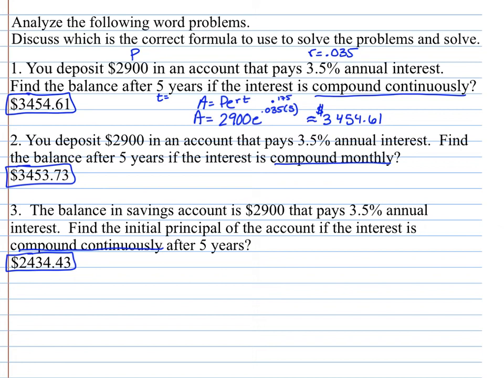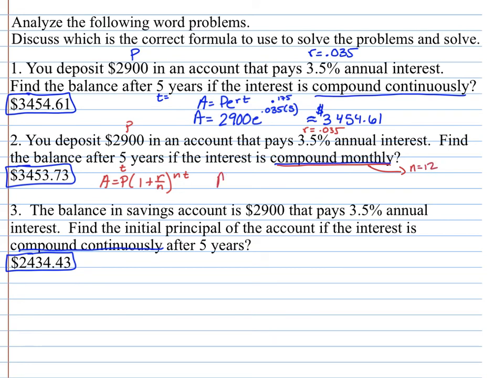So for the next one, again, our P would be the 2,900. This would be our rate, and again, it would be as a decimal, 0.035 is our annual interest, and it says find the balance after 5 years. Again, that is our time, that's our T, but now we want to do compounded monthly. So our compound monthly formula would be A is equal to P(1 plus r over n)^(nt). And our n, because it says monthly, we know there are 12 months in a year, so our n would be 12.